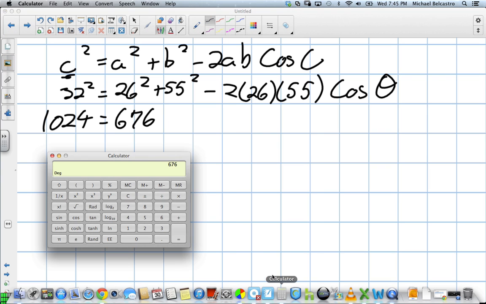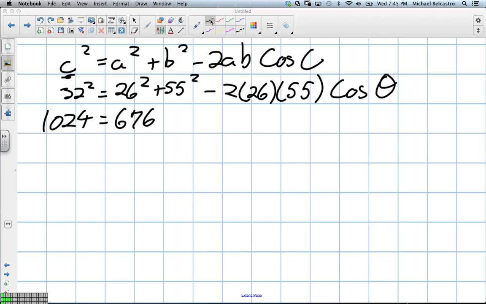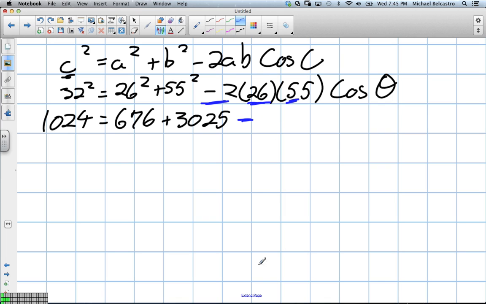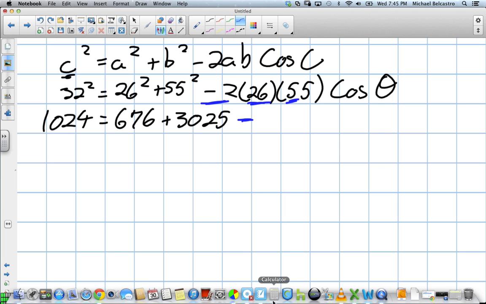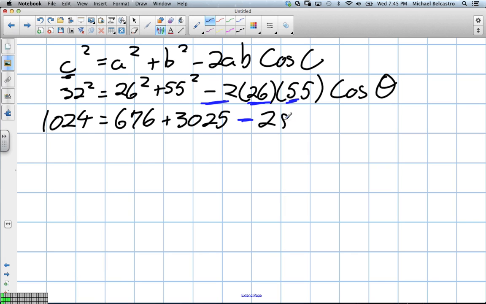55 squared, 3025. Okay. Now this is technically, think of it like a -2. So -2 times these values. Well, we know we're going to get a negative value because it's a negative times a positive times a positive. So we're going to get negative something, and I'm just going to go 2 times 26 times 55. So 2 times 26 times 55. 2,860. And think of it like it's a negative value.